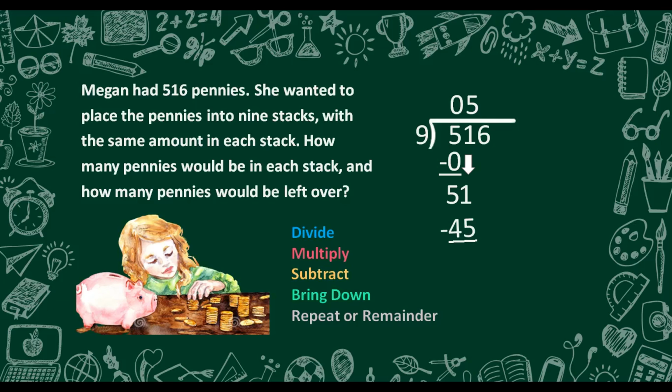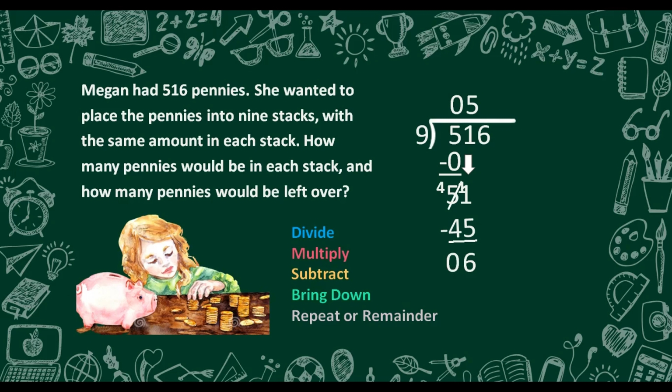Our next step, you've got it, subtract. 51 subtract 45. 1 is smaller than 5 in the ones place, so we need to rename. We rename the tens place. Instead of having 5 tens, we now have 4 tens. And instead of having 1 one, we now have 11 ones. So 11 take away 5 is 6, and 4 take away 4 is 0.